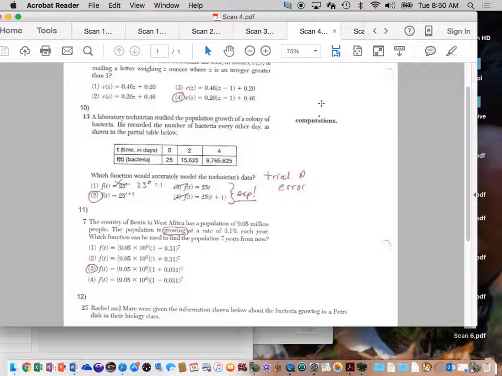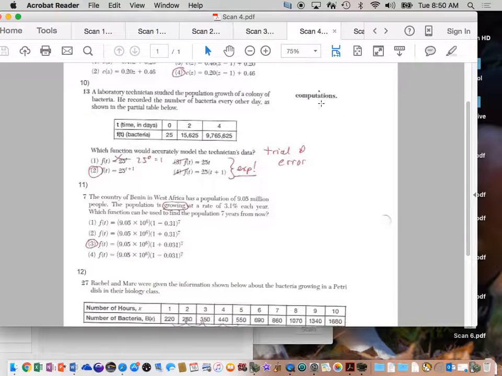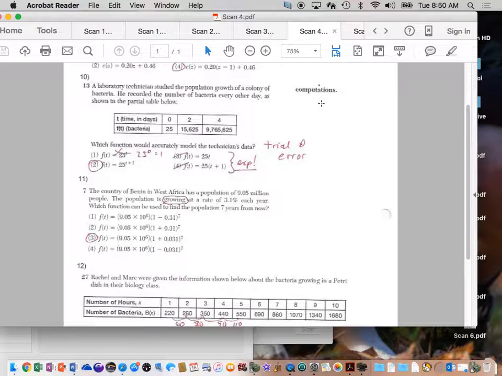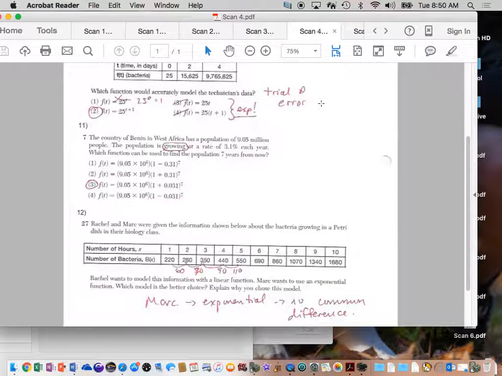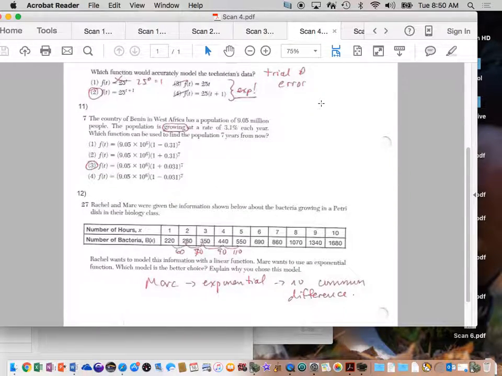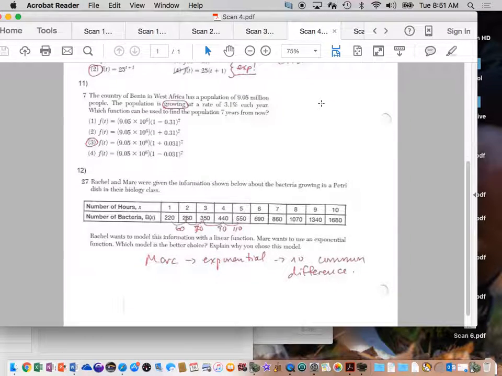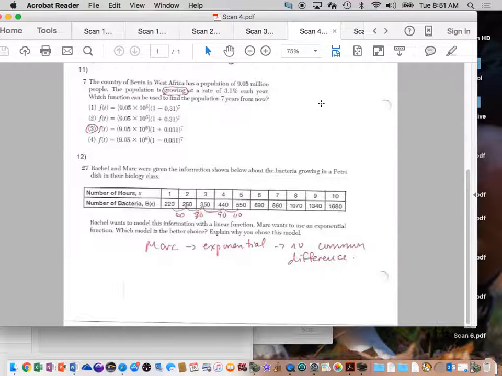Any questions here so far? I just think number 10 is easiest with trial and error. Are we good? All right.